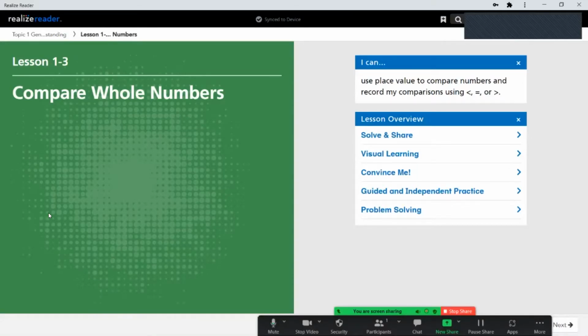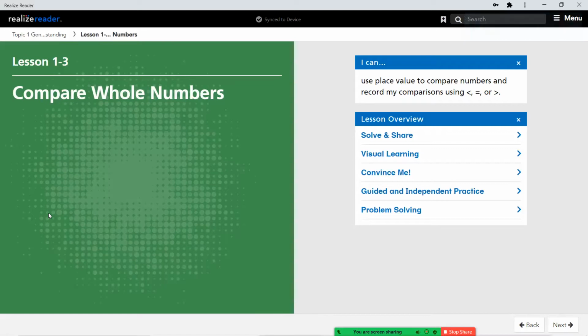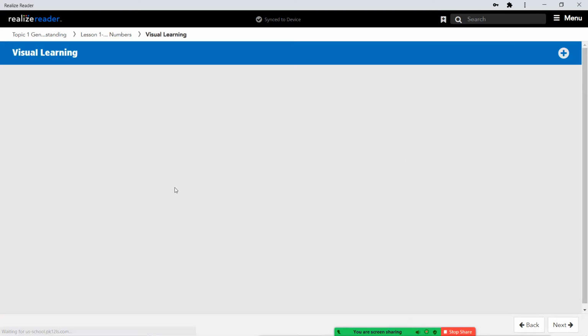Hello, fourth grade, and welcome to lesson 1-3. We're going to be working on comparing numbers. So we're going to be looking at the place value of different digits in a number to help us determine if a number is greater than, less than, or equal to another number. Let's go ahead and get started.